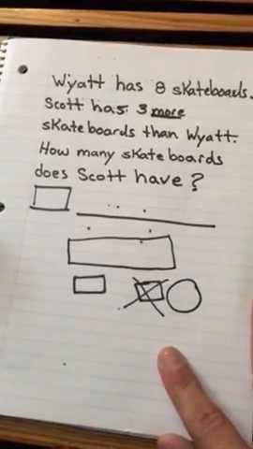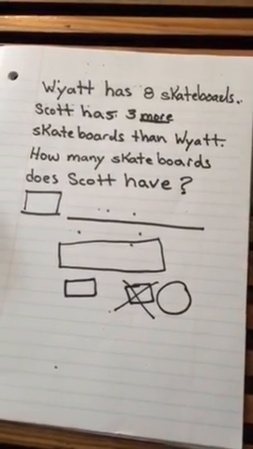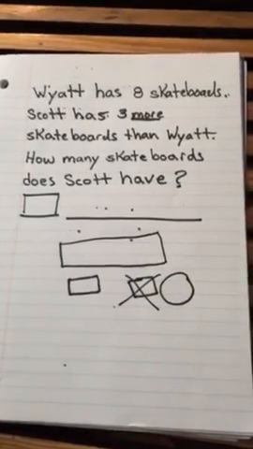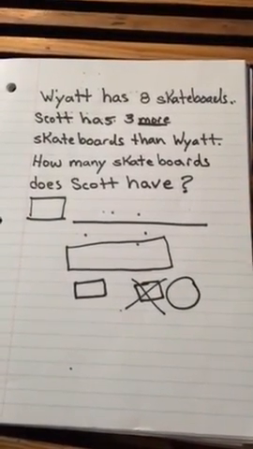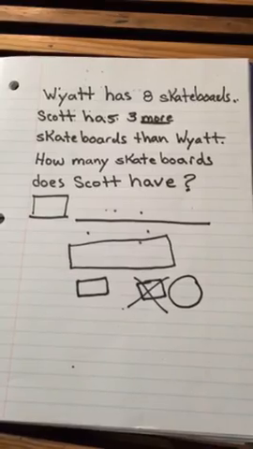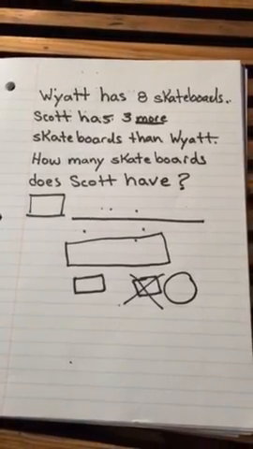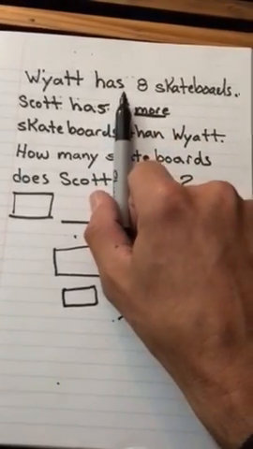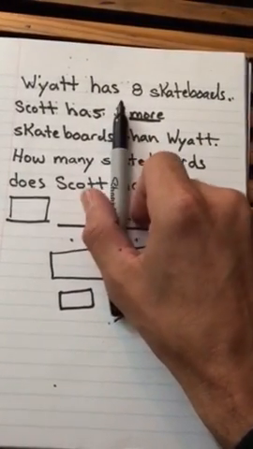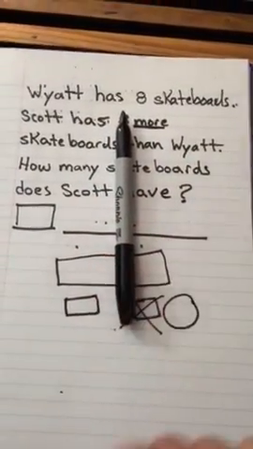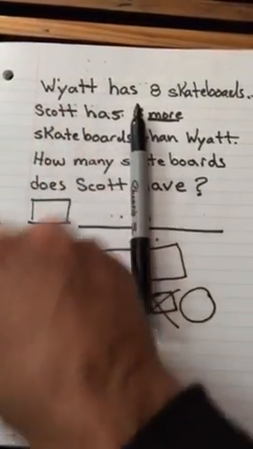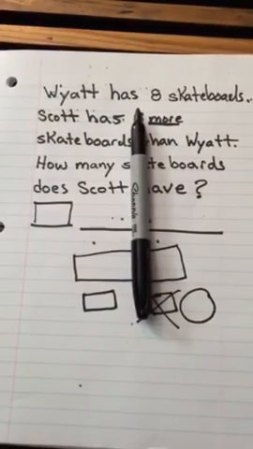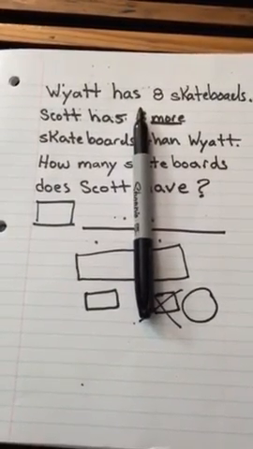Okay, what I want you to do is reread the problem one more time. Wyatt has 8 skateboards. Scott has 3 more skateboards than Wyatt. How many skateboards does Scott have? Okay, let me show you a trick. If you go like this and cover up that number, read this sentence here with that number gone. Scott has more. Scott has more.